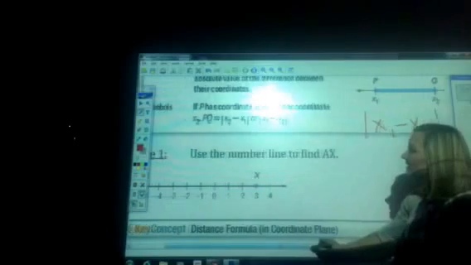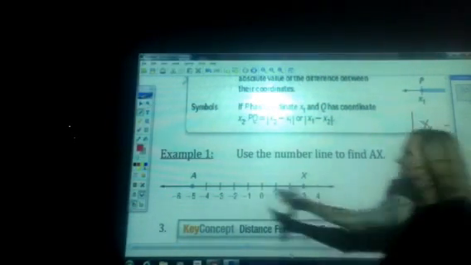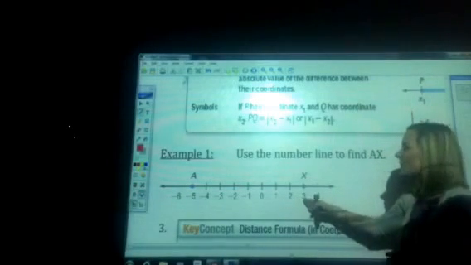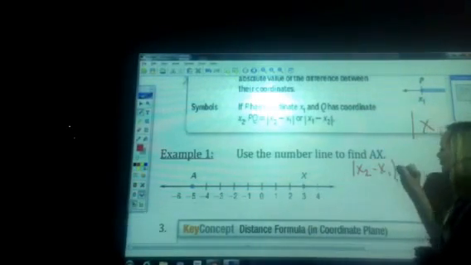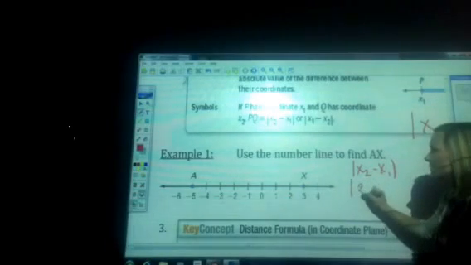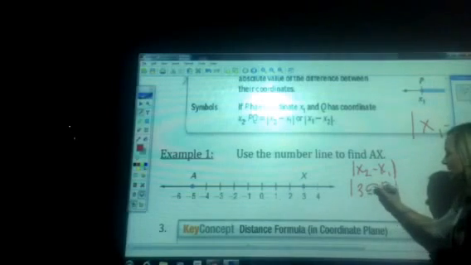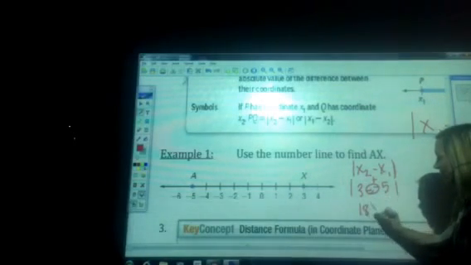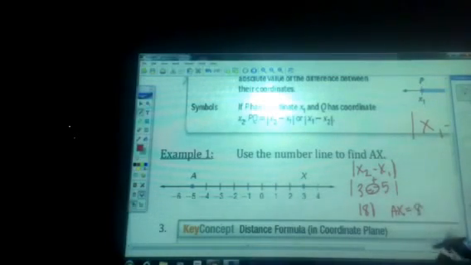Okay, so if we go ahead and look at our first example right here, use the number line to find AX. So AX is the length, the distance between these 2 points. If I had the absolute value of x2 minus x1, then that would give me the absolute value of 3 minus negative 5. And remember, 2 negatives make a positive, so that would give me the absolute value of 8. So AX would be equal to 8 units. All right? So that's what it would look like on the number line, okay?